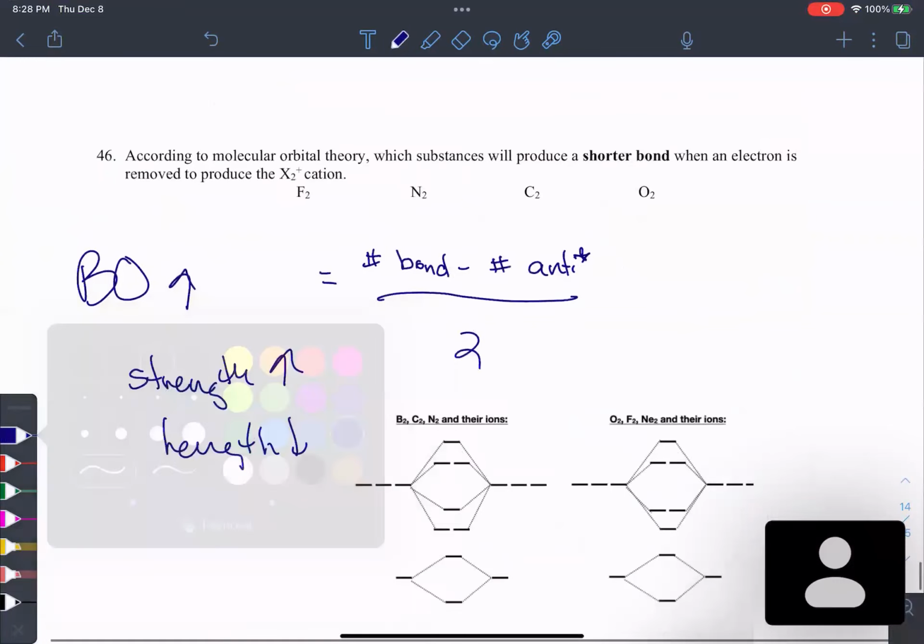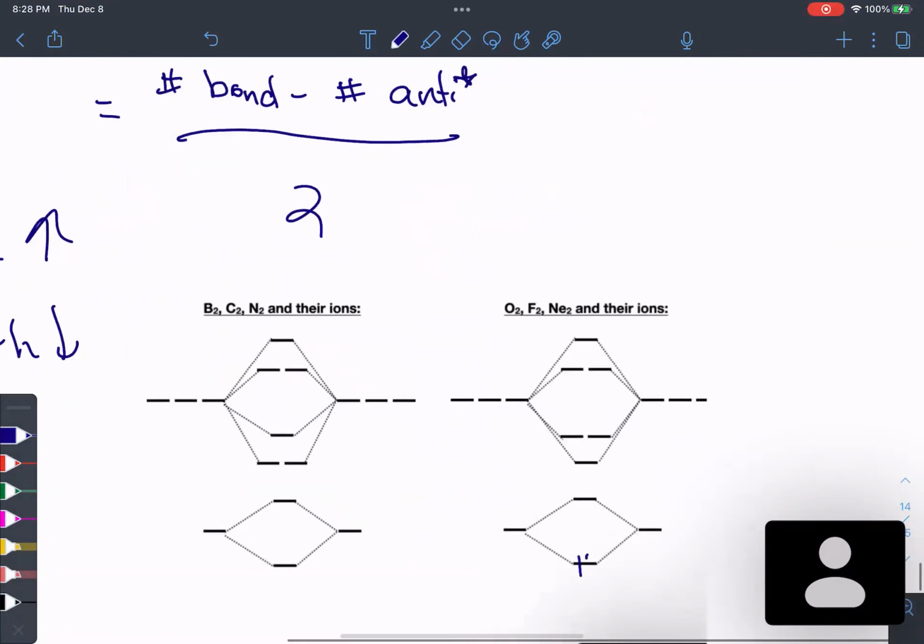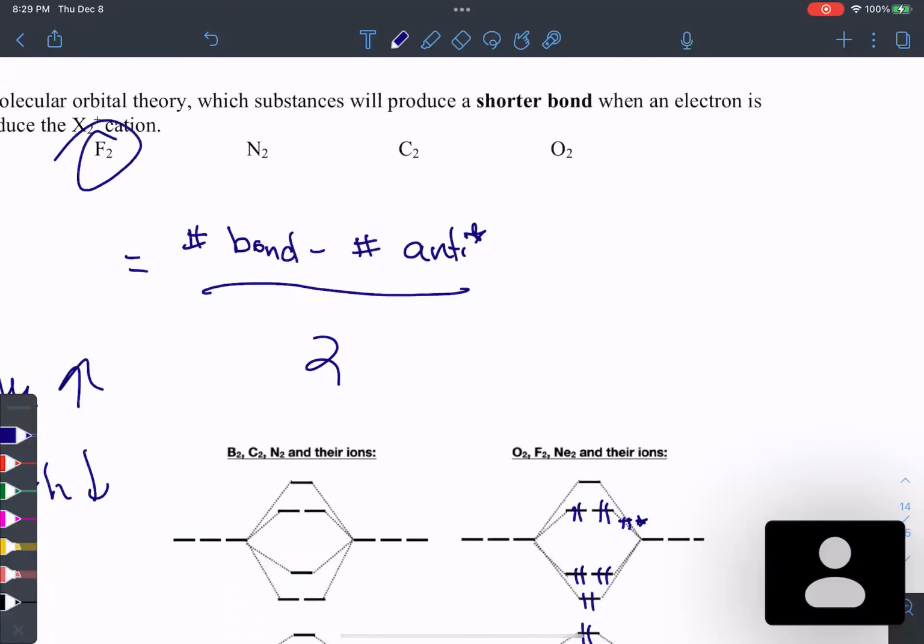So let's look at F2. What I want to do is draw the actual MO diagram first. For F2, we want to add 14 electrons total because there's two fluorines, each with 7 valence electrons. When we remove an electron from this molecule, which one are we taking? The top one, yes. What kind of orbital MO is that? Anti-bonding, specifically pi star. So do we strengthen or weaken the bond? Strengthen, bond order goes up, length goes down. So what are we looking for? Shorter bond, so F2 is an answer.